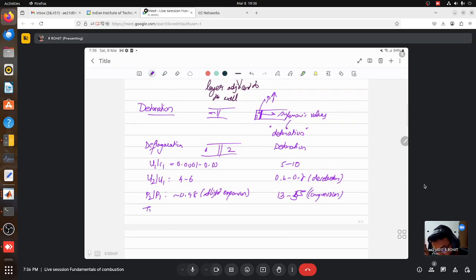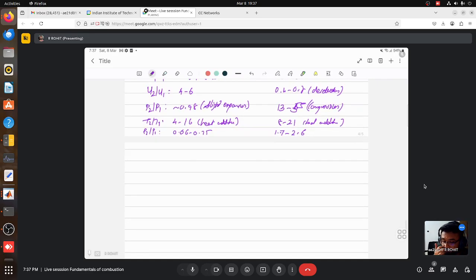And the temperature ratios, there were 4 to 16 times heat addition happening, whereas in detonation you have 8 to 21 times the heat addition that is happening. And if you see the density ratios, density ratio is close to 0.6 to 0.25 under deflagration, whereas in detonation it is close to 1.7 to 2.6. So in detonation, the density ratio also completely changes.